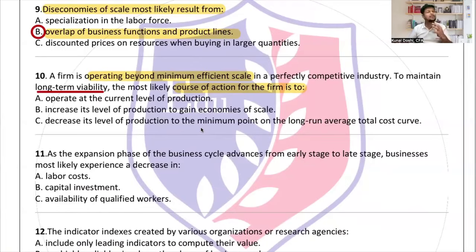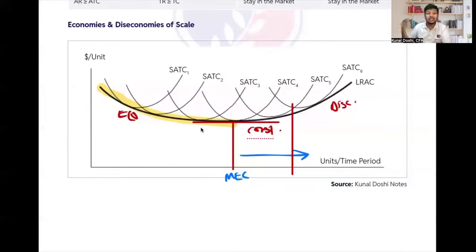So should it operate at the current level of production? No, it should not. Why? Because it is diseconomies. Increase the level of production? No, again, that's going to backfire. You should stop. You should decrease the level of production. Why? To the minimum point. Why? Because that's where the cost is not increasing. See, all these questions, if you look at the graph, they will make more sense. So if someone is producing at this point, this is where their cost per unit is going up. So they should rather scale it back. Understood? It means they should produce less and reduce their cost per unit. Clear?